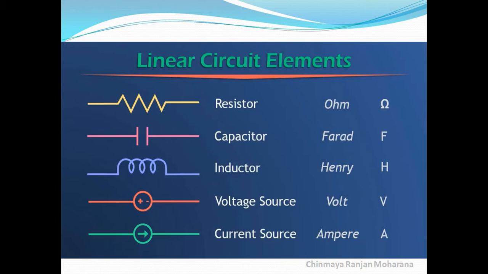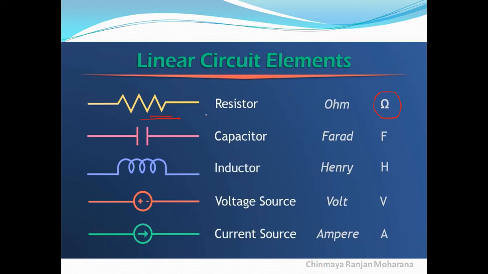These are the linear circuit elements. Here you see the resistor and the resistor symbol. Also you see different elements like resistor, capacitor, inductor, voltage source and current source. These are the elements which we come across in the analysis of all linear circuits. As per this slide, you can also see the units here, and this will help you.